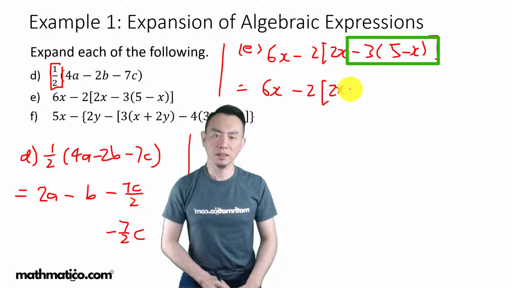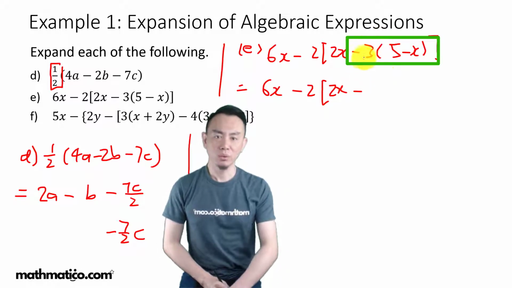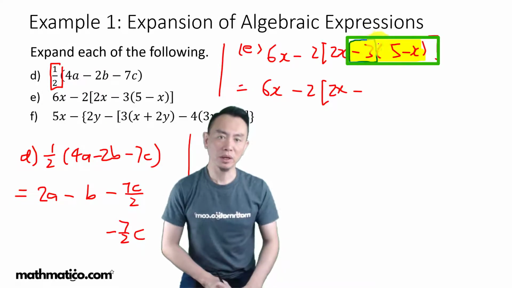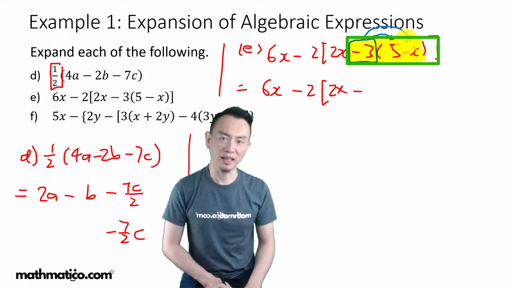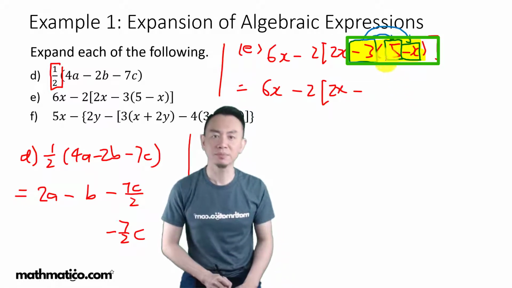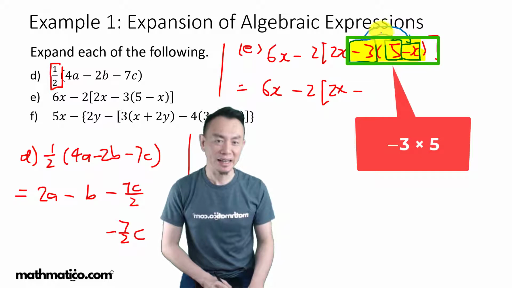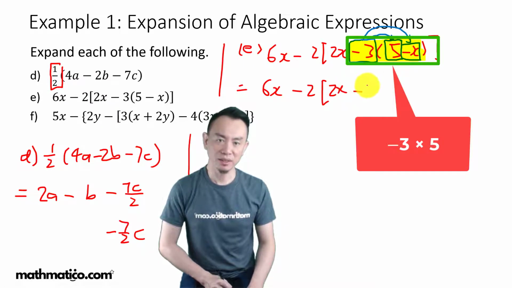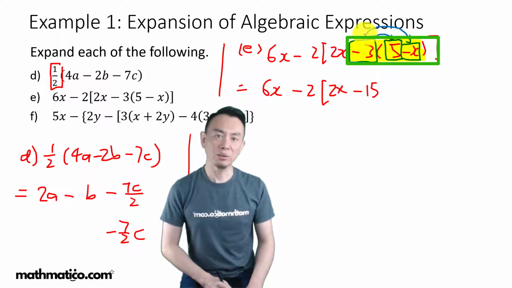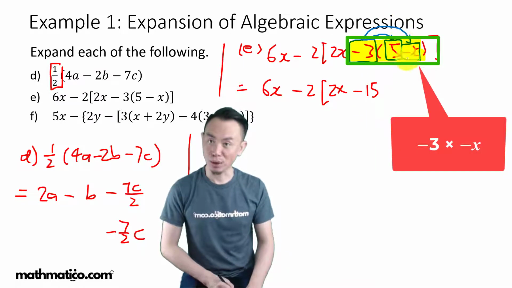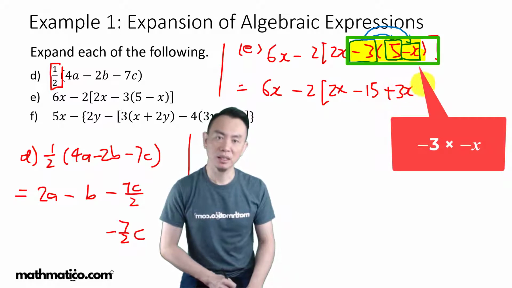So we have a 2x here minus, and this is where we're going to expand. We're going to multiply the negative 3 into the 5 and the negative 3 into the negative x. So these are the blocks, the pieces of algebra that are going to be interacting. Negative 3 times 5 is negative 15. So negative times 5, negative 15. Then we have negative 3 times negative x is a positive 3x.